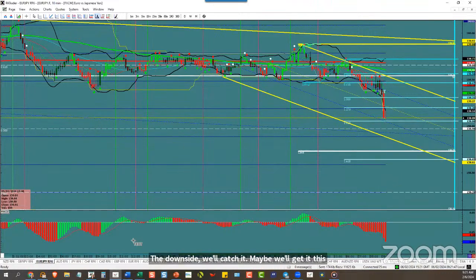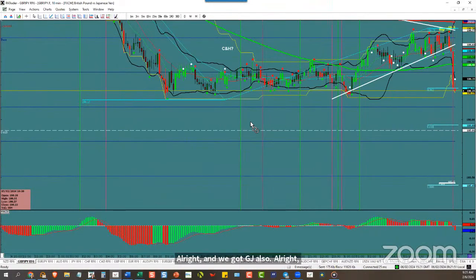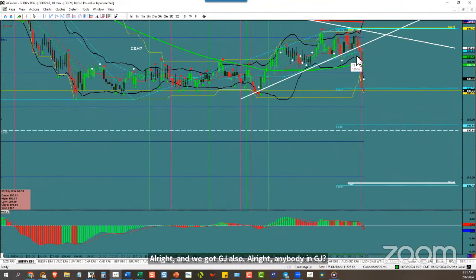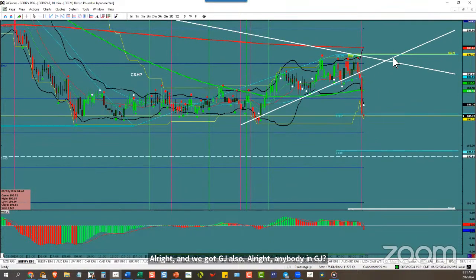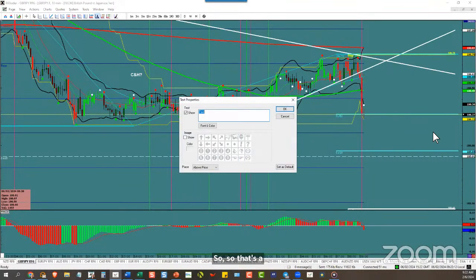All right, and we got GJ also. Anybody in GJ? How can I trade that? Well, remember, it's a pennant. You can trade it with an entry order. Daniel's in GJ. Anybody else in GJ? Lars. Good. Anybody else? Sabitri. Okay, so that's a live trade also this morning. All right. Nice job, everybody.